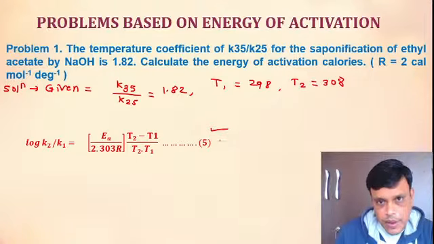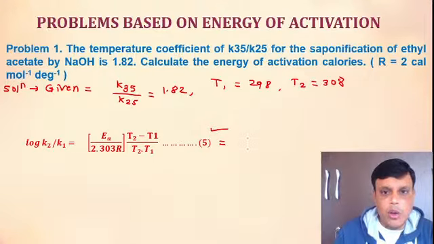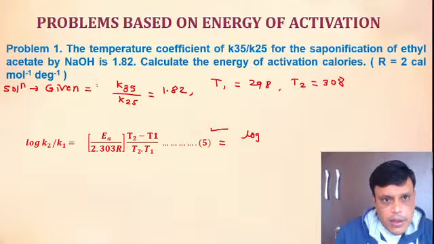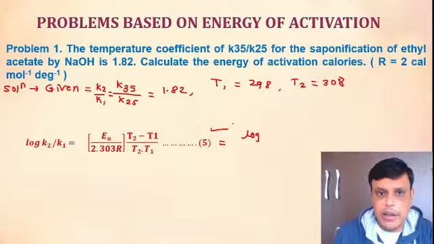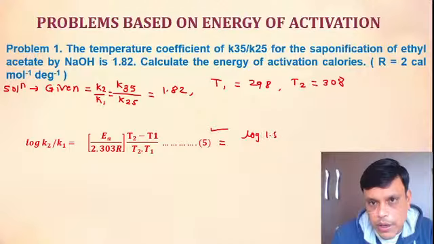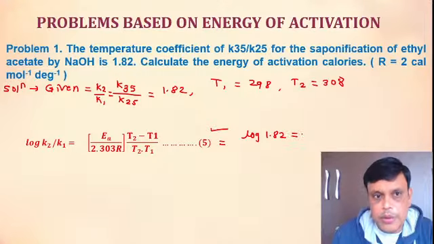So I will write here log K2 by K1, which is given. K2 by K1 is nothing but K35 divided by K25, which is equal to 1.82. So log of 1.82 is equal to EA, and EA we have to find out.